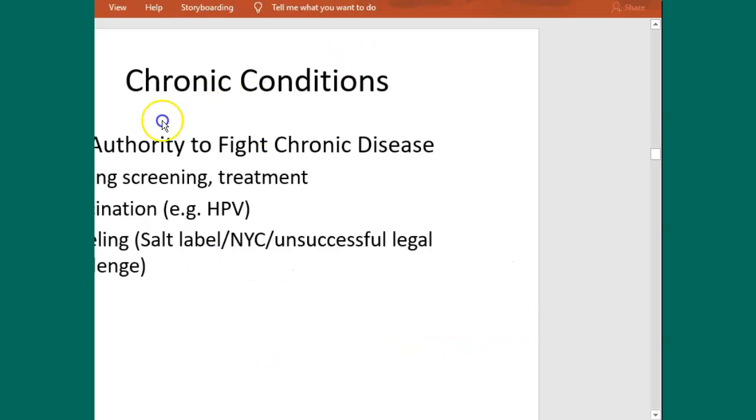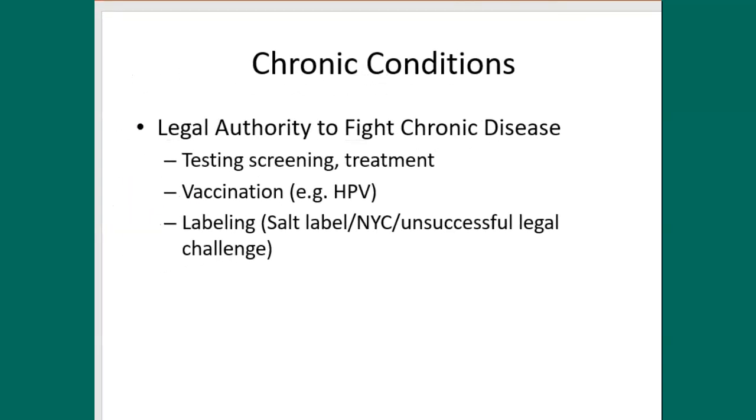So, how do we fight chronic conditions using the legal authority of the states or the federal government? Well, the legal authority to fight chronic disease facilitates the use of testing and screening and treatment, vaccination. If you want to use the example of the HPV vaccination, that's an example. And in labeling, actually, government getting involved in the regulation of commerce or in commercial speech, regulating how products are labeled, how menus are written, how advertisements are written, and where they may be placed. These are all examples of public health authorities using legal tools to help fight chronic disease.